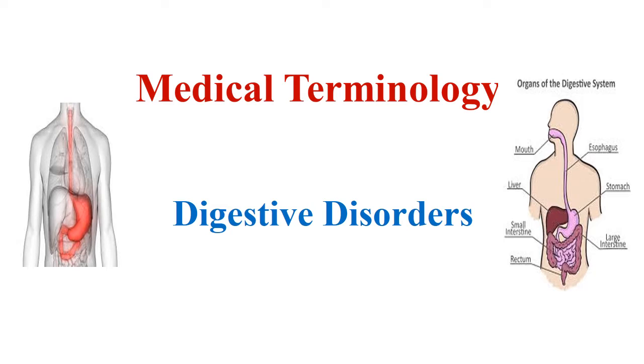Esophagus, المعدة. The liver, الكبد. Stomach, المعدة. Small intestine, الأمعاء الدقيقة. And large intestine, الأمعاء الغليظة. And finally the rectum, قناة المستقيم.